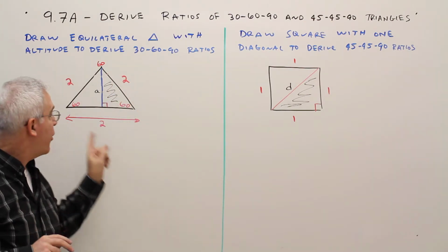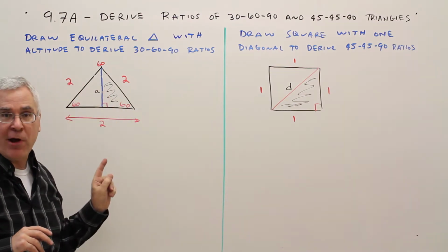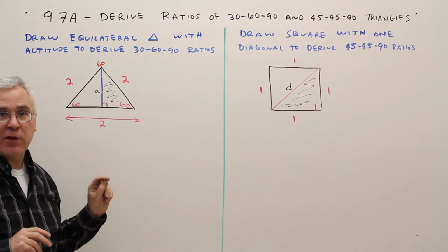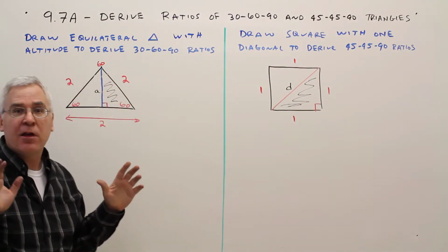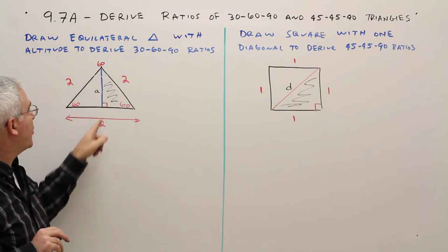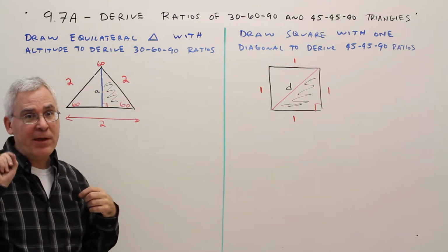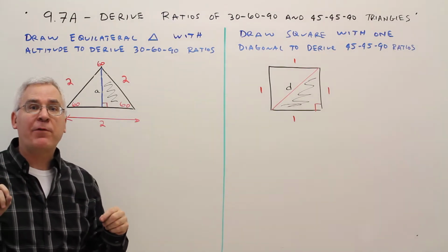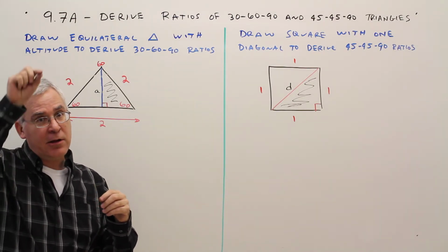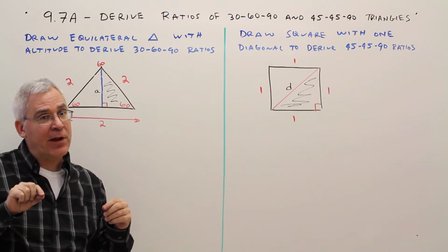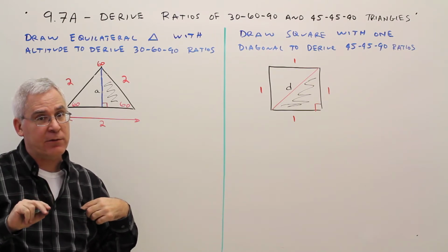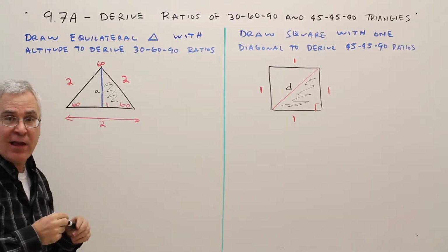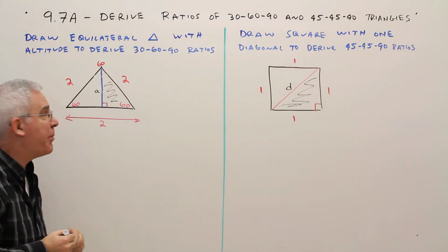To do that, we start with an equilateral triangle, 60-60-60, all sides congruent. It makes it easier if we just call the sides 2, 2, and 2. Now there's one thing you've got to realize. We had a theorem before that said whenever you've got an isosceles triangle and you drop an altitude from the vertex angle, it does two things. It bisects the vertex angle and it bisects the opposite side.